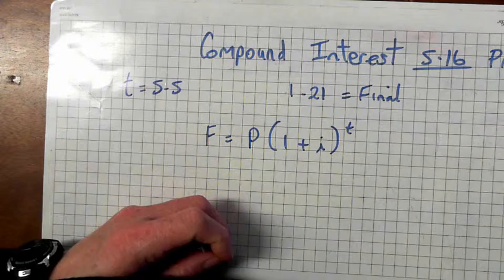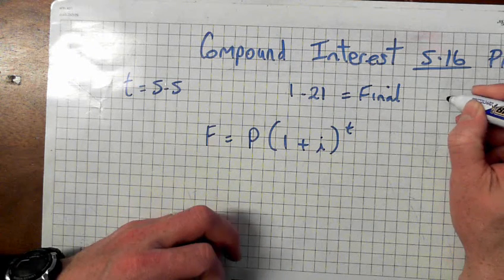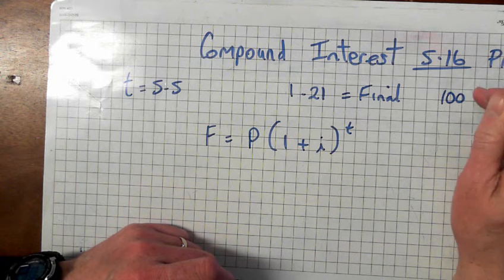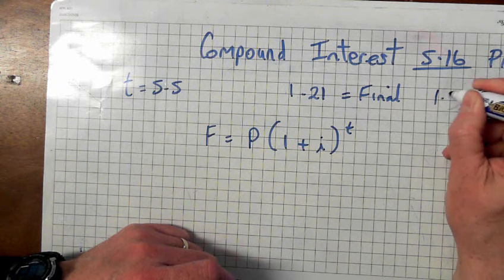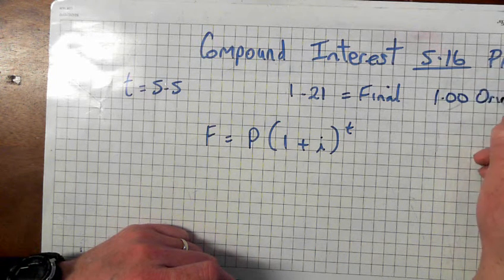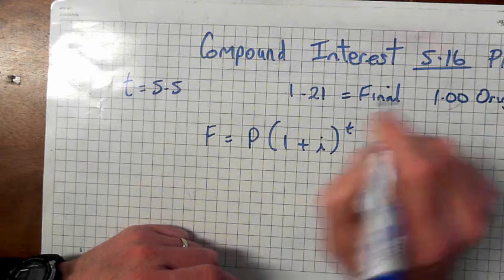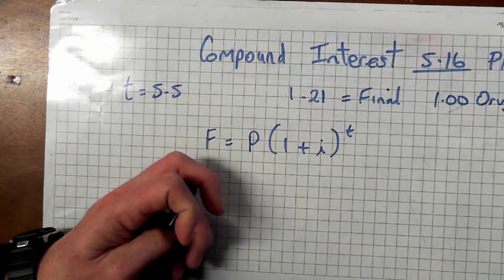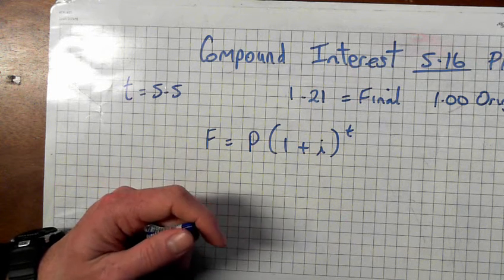Principal. The original amount was 100% or 1.00. Time in years is 5.5. So step 3, we basically fill in the formula.